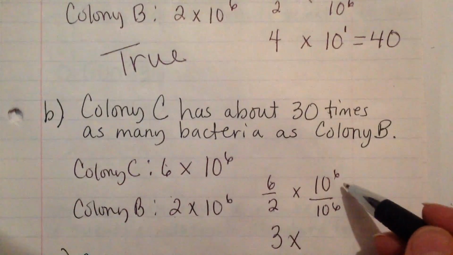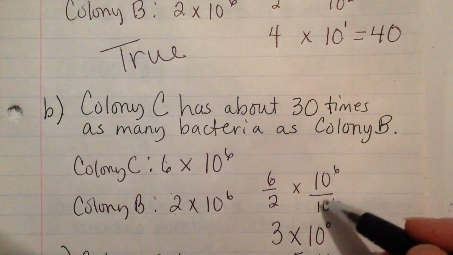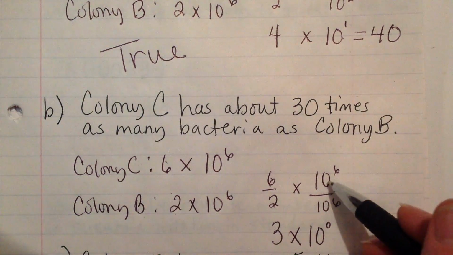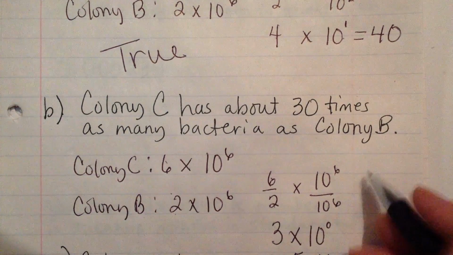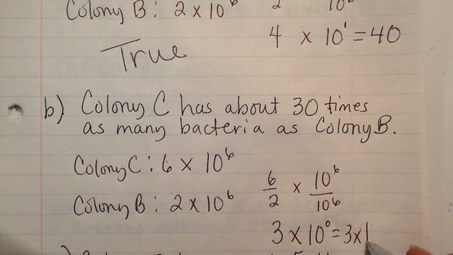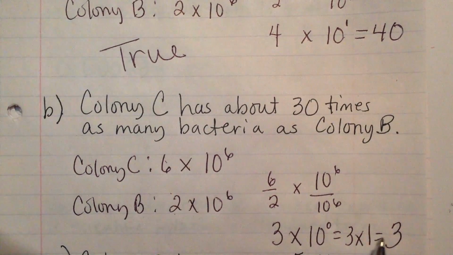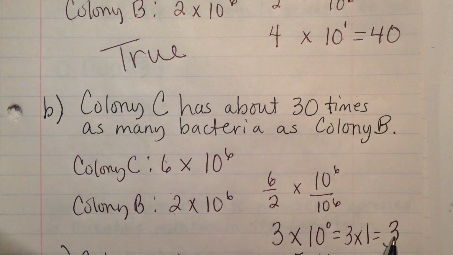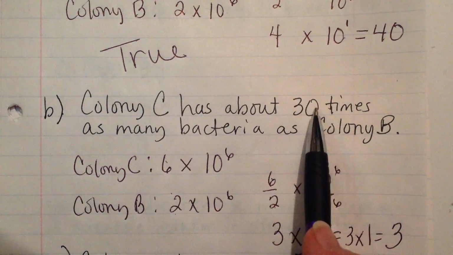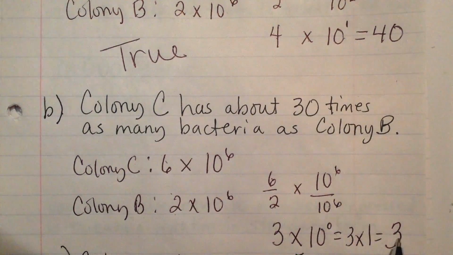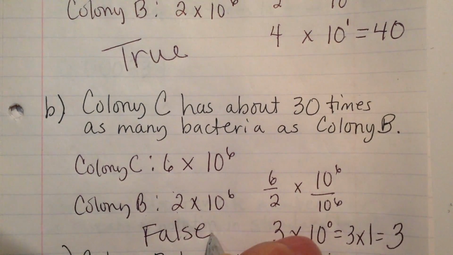If you subtract those exponents, 6 minus 6 gives you 10 to the 0. Also remember, students, if you just reduce that, a number divided by itself gives you 1, but remember, anything to the 0 power is 1, so this is 3 times 1 equals 3. So therefore, colony C has about 3 times as many bacteria as colony B. My statement said 30, so that is not true. The answer was 3. So B is false.